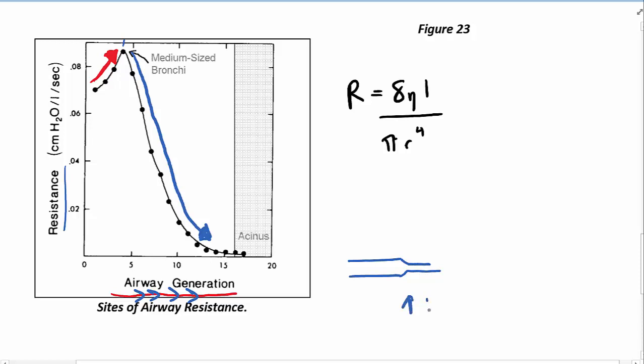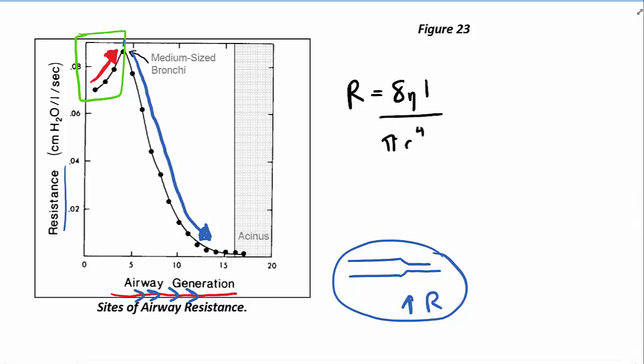Well, you'd expect to see resistance increase, okay? And that's what we see. We see this scenario here in the initial parts of the airway generation. So in the trachea, the primary bronchi, secondary bronchi, we see that increase in resistance. However, as the airways continue to branch, right around the 4th or 5th, we see that the surface area increases drastically, so much so that the resistance is actually decreasing.